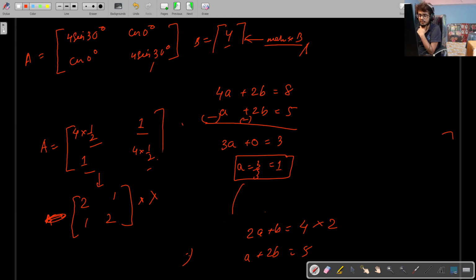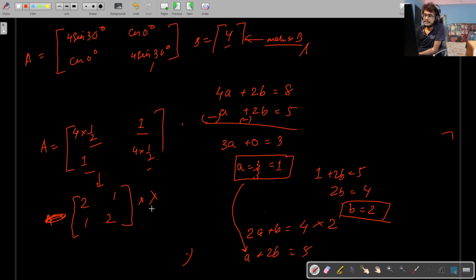So when A is equal to 1, just put this value here. 1 plus 2B equal to 5. 2B equal to 5 minus 1 is 4. B equal to 4 by 2, that is 2. So this is a way of solving simultaneous linear equations.